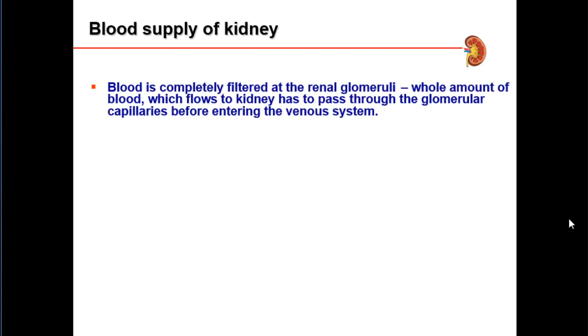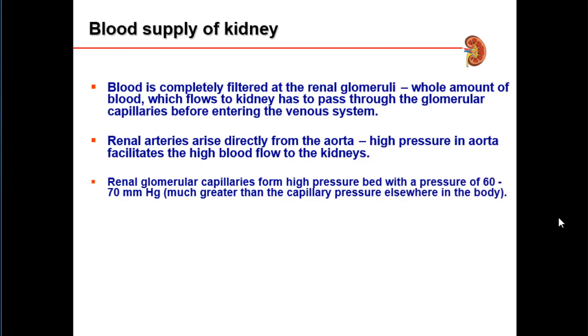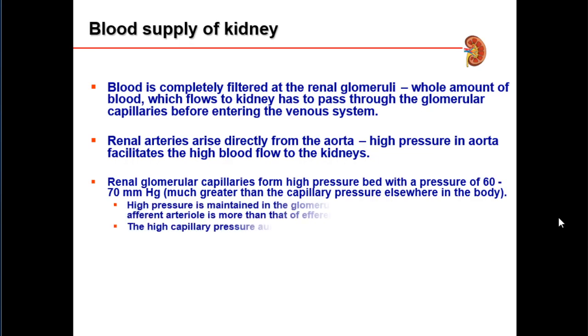Blood is completely filtered at the renal glomeruli. All the blood which flows to the kidney has to pass through the glomerular capillaries before entering the venous system. And renal arteries, since they arise directly from the aorta, that's the area of high pressure, and this is what facilitates the high blood flow to the kidneys. Renal glomerular capillaries form a high pressure area with the pressure about 60 to 70 millimeters of mercury, which is much greater than any other capillary pressure elsewhere in the body.